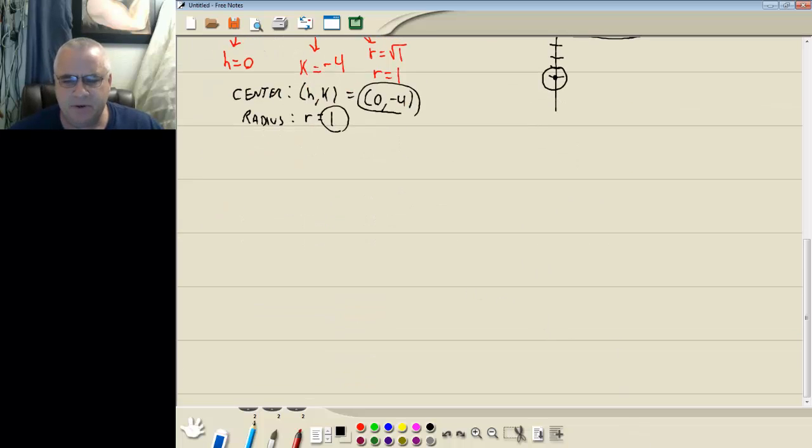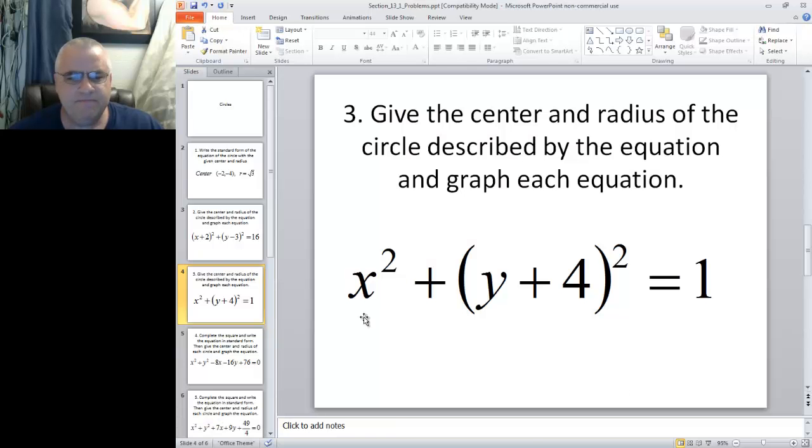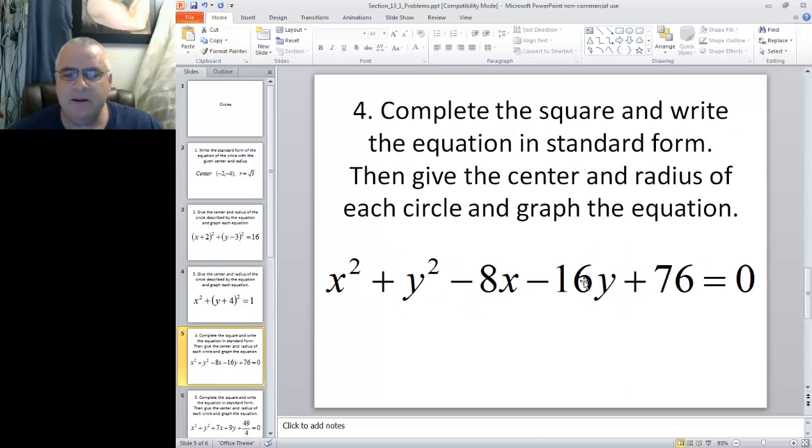I might have room for the next one. Now here we're given it in general form. We want to rewrite it in standard form. General form, you've got your x squared and y squared, and then you've got your x and your y, then you've got your number, and then equals 0.